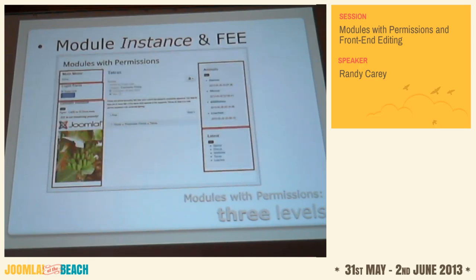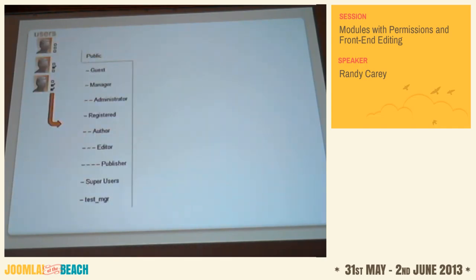So how do we make that different? When you look at the user's view, they see the instances of the module, not the type. Two of these could be the same type. It doesn't matter to the user, they're by instance. So if we apply permissions on modules, I think it's better to put them on the instance.